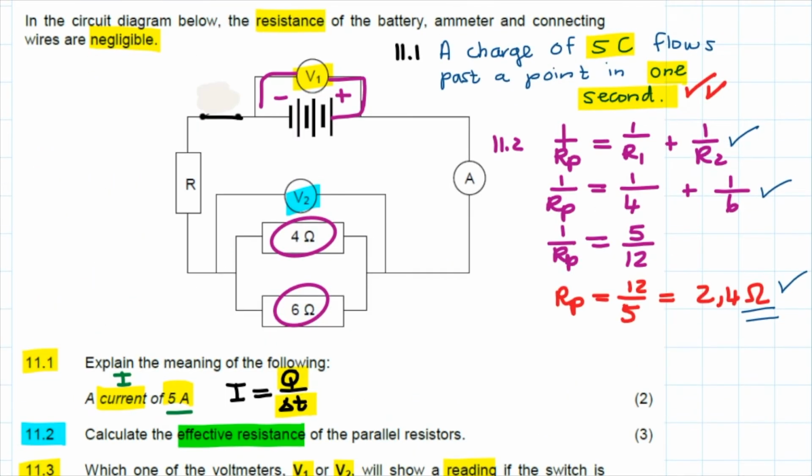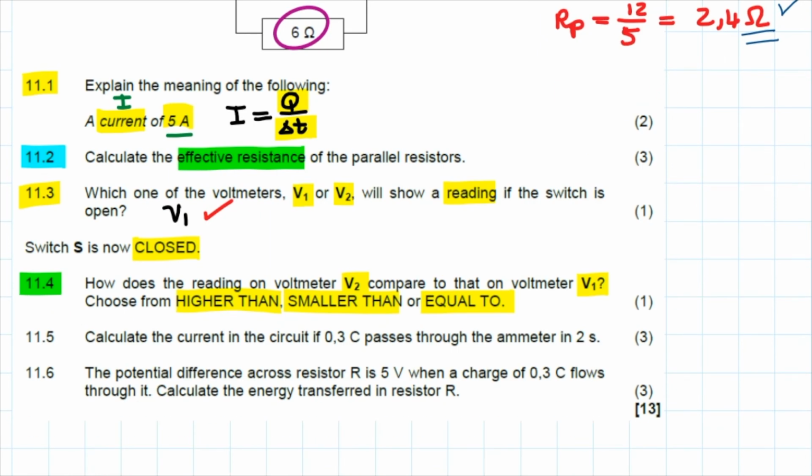Now, it's very easy to assume that since this is connected over a parallel connection, it's equal to V1. But this parallel connection is connected in series with this resistor over there. Therefore, the total potential difference is going to be divided. Some of it will go to resistor R and some of it will be delivered to the parallel connection. So since V1 is going to be divided, we expect that V2's reading is going to be smaller than that of V1. For writing down smaller than, you're going to obtain 1 mark.